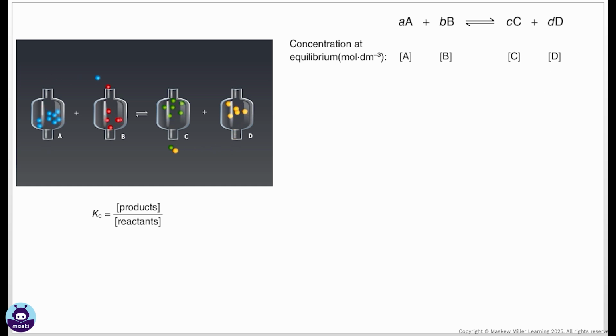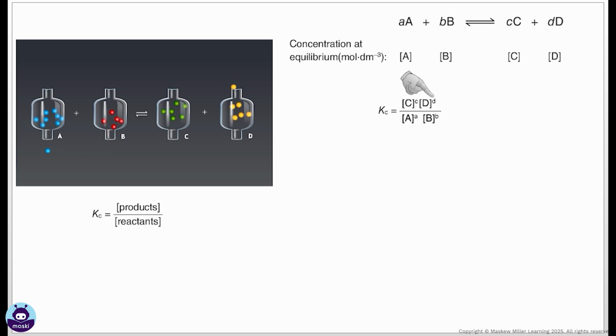The equilibrium constant for this reaction is given by the ratio of the product of the concentration of each of the product species, raised to its stoichiometric coefficient, to the product of the concentration of each of the reactant species, raised to its stoichiometric coefficient. Kc equals [C]^c times [D]^d, all over [A]^a times [B]^b.